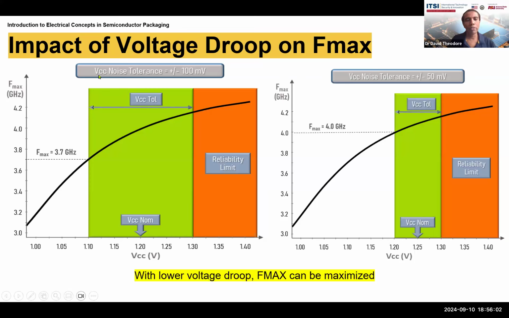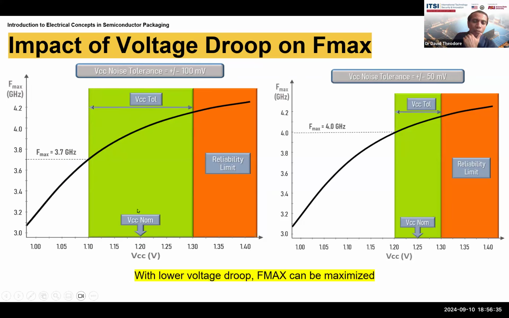TOL is tolerance resulting from noise in the power supply, for instance. So here, if we say the tolerance is plus or minus 100 millivolts, the range of voltage where you can operate the chip is the green area. As you increase the operating voltage, the operating frequency increases. So the frequency at the bottom end of this is 3.7 gigahertz, and that is what the chip is rated at as the Fmax.